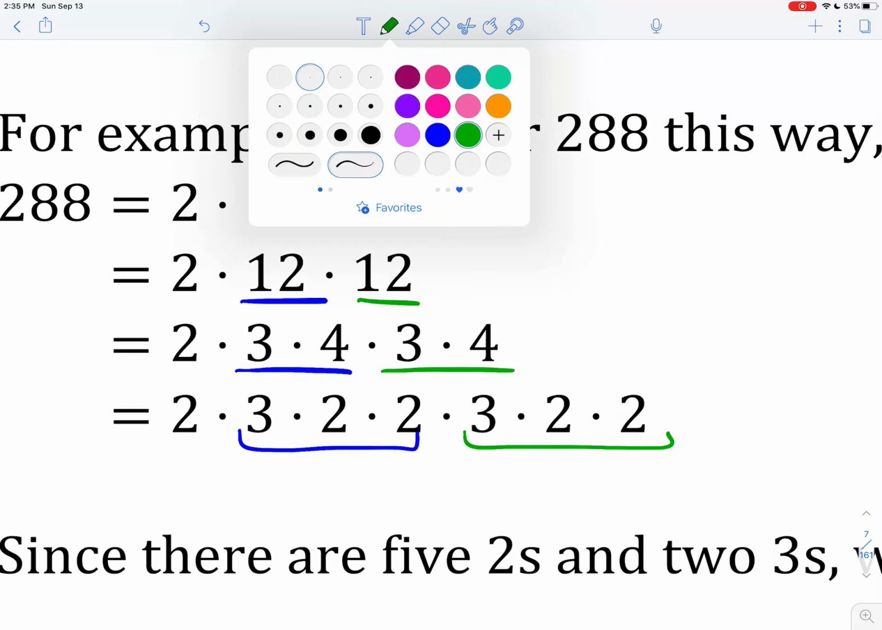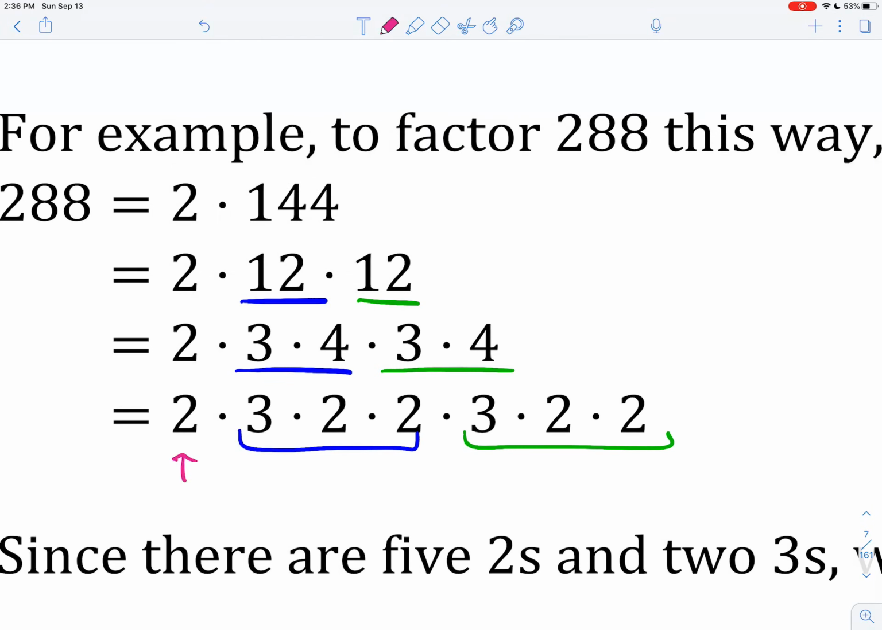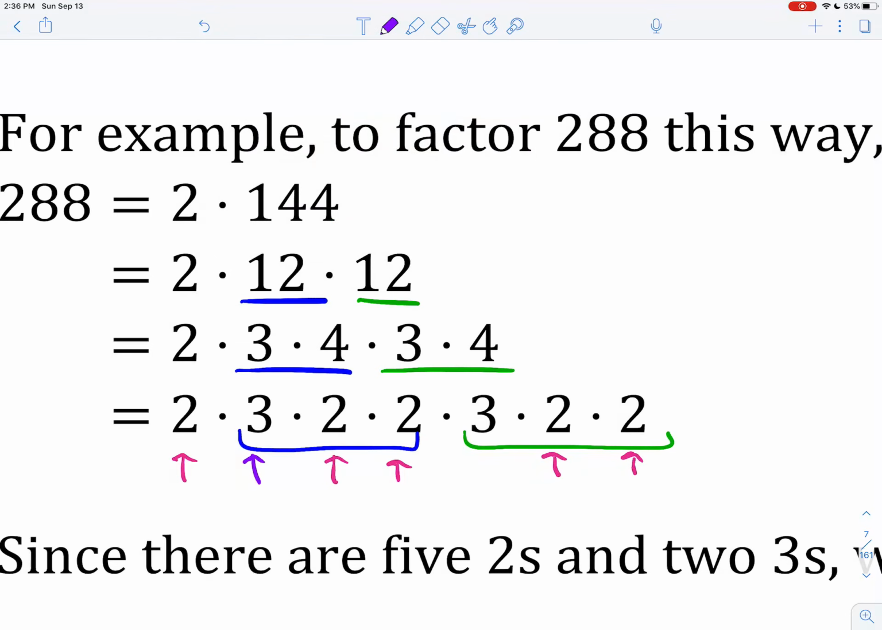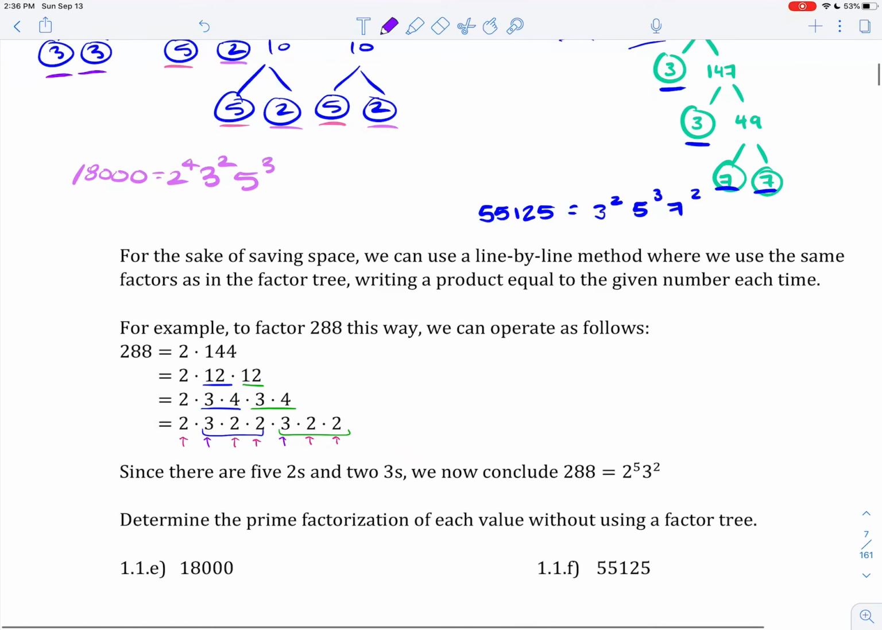And then in the end, if we want to write this in more of a power form, we can note that we have a certain amount of 2s, and we've got a certain amount of 3s. There are 5 2s and 2 3s, therefore we have this result. So again, very similar, we're just not drawing these lines of the factor tree. We're not seeing the tree directly, but it's still kind of there.